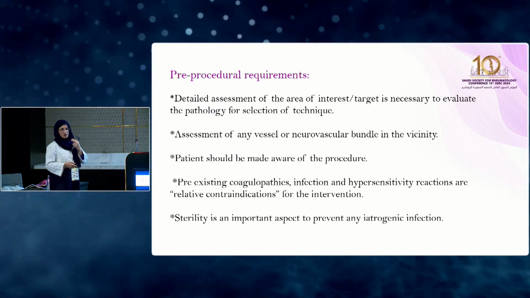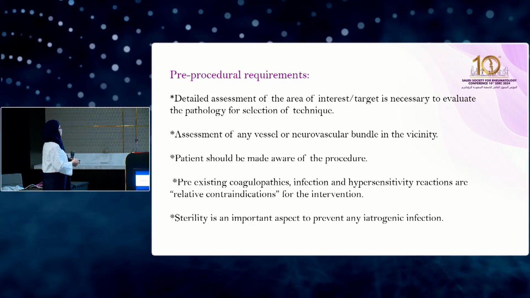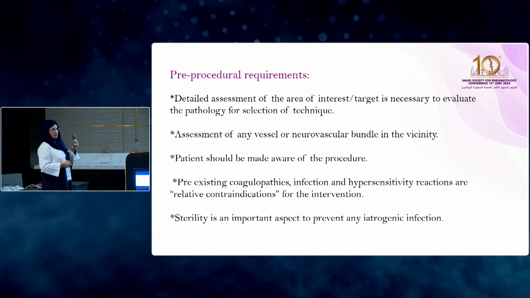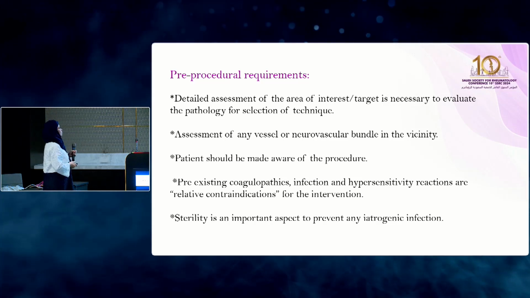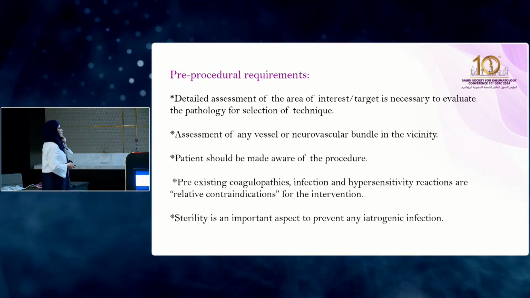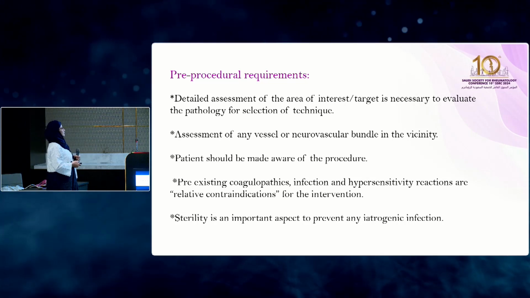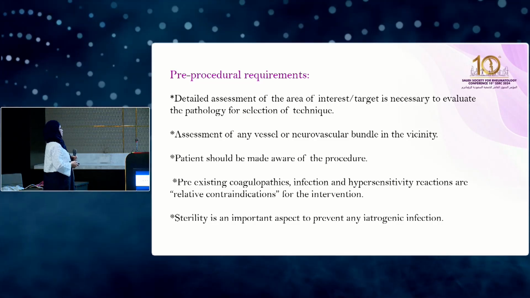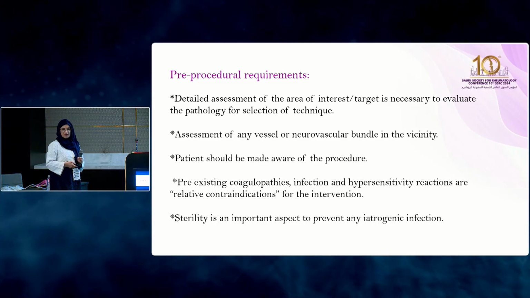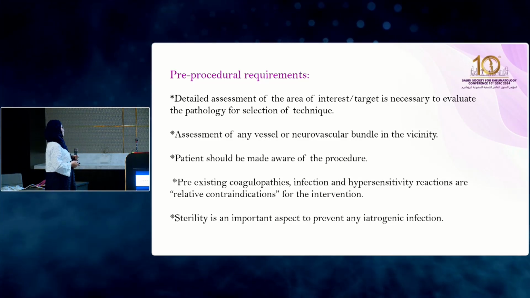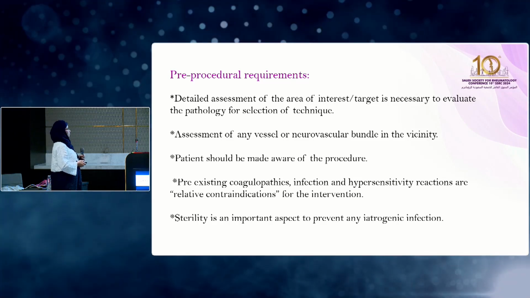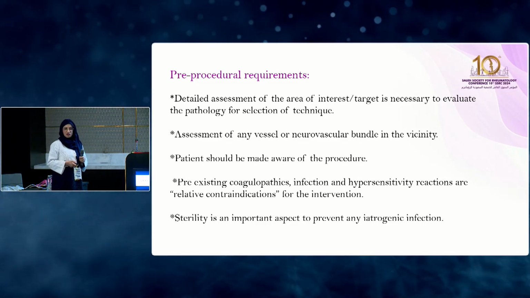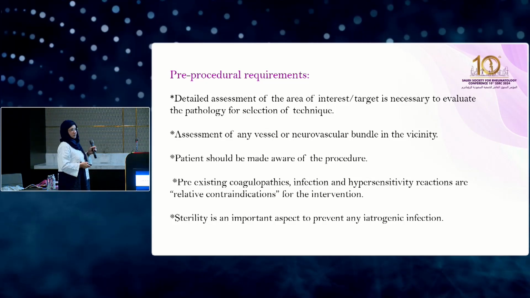What do you need before doing the injection? You have to do a detailed assessment of the area of interest or target, necessary to evaluate the pathology and select the technique. Assess any vessels or neurovascular bundle in the vicinity. Patients should be aware of the procedure, and some institutes need the patient to consent before you do it. Pre-existing coagulopathies, infection, and hypersensitivity reactions are relative contraindications for intervention. You are a physician, so you have to select your patient if they have those problems.